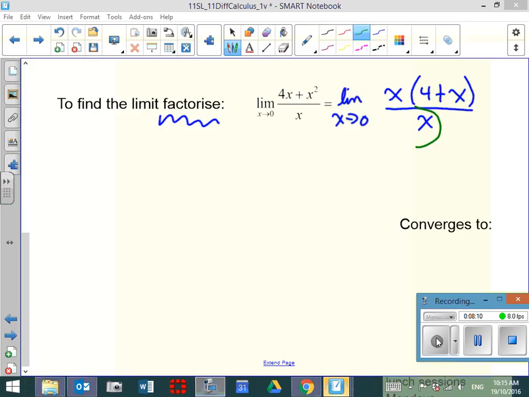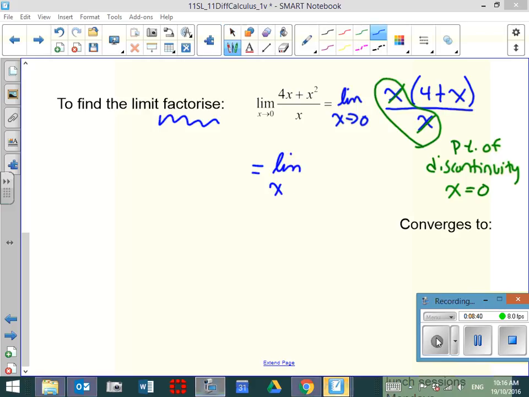What you will notice is here I have a common factor, and I'm going to simplify that common factor, but when you see that common factor, you wind up getting a point of discontinuity at x equals 0, when that common factor is equal to 0. So that is where we were getting that hole in our graph at x equals 0. So I will reduce, and I'm left with the limit as x approaches 0 of 4 plus x. Even though I've gotten rid of that factor of x, I have noticed and analyzed that I do have a point of discontinuity at x equals 0.